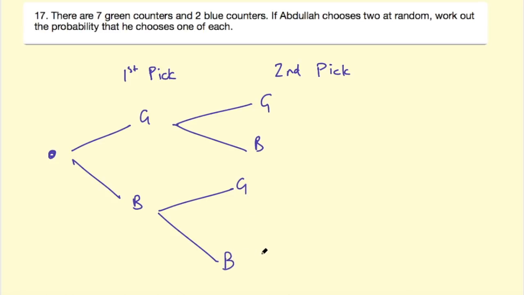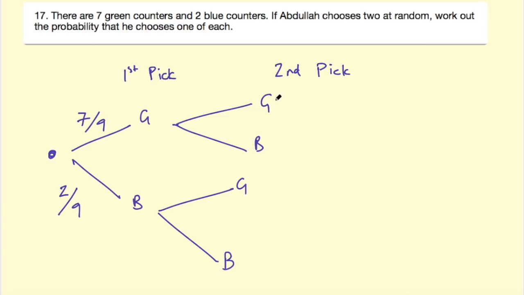Okay, so we've got 4 possible outcomes. The probability of picking green first is 7 over 9. There's 9 total counters, 7 of those are green, so it's a 7 out of 9 chance of picking a green one, and 2 out of 9 chance of picking blue.